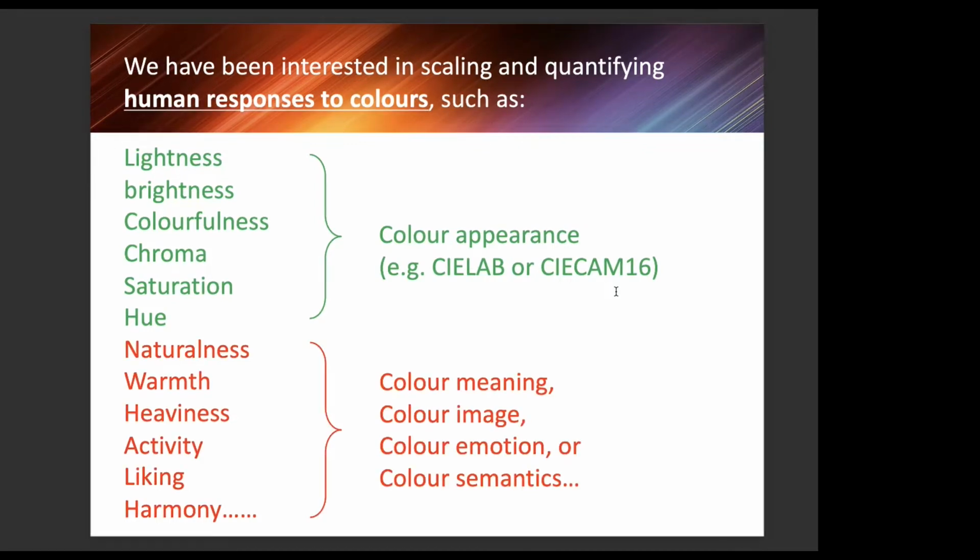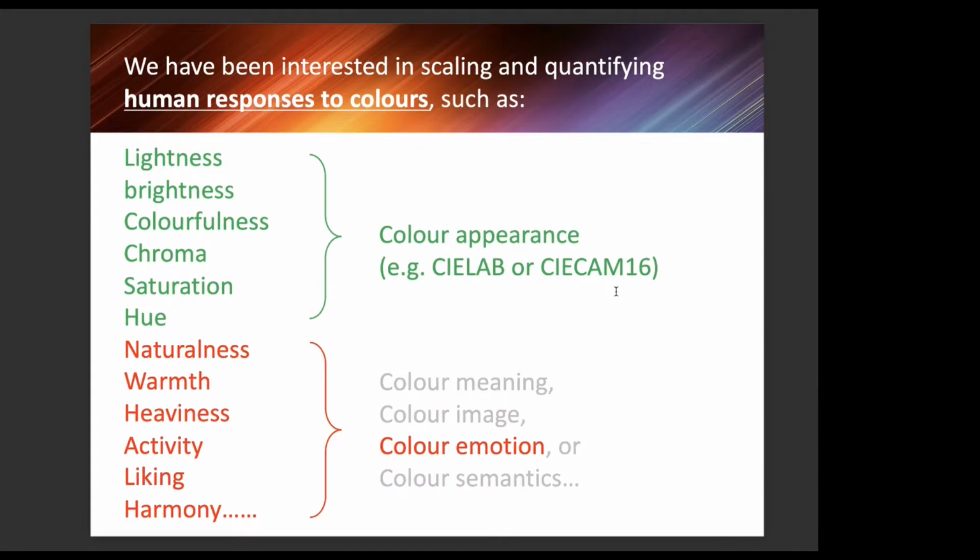On the other hand, you can also see terms like naturalness, warmth, heaviness, and so on. These are very different from the terms we just saw above. These are not normally called color appearance attributes because we don't use them for assessing color appearance. However, we can see several terms for these words, such as color meaning, color image, color emotion, or color semantics. Next slide, please.